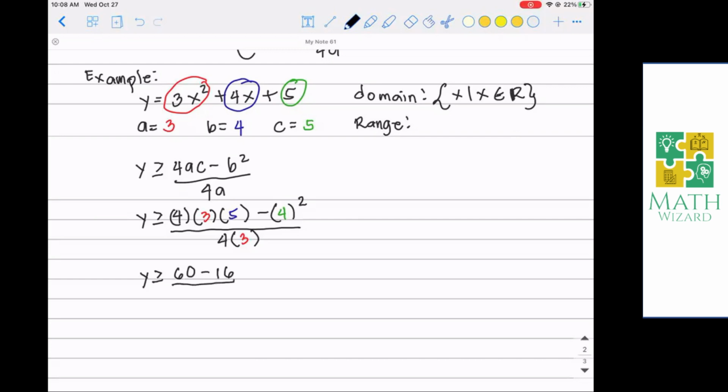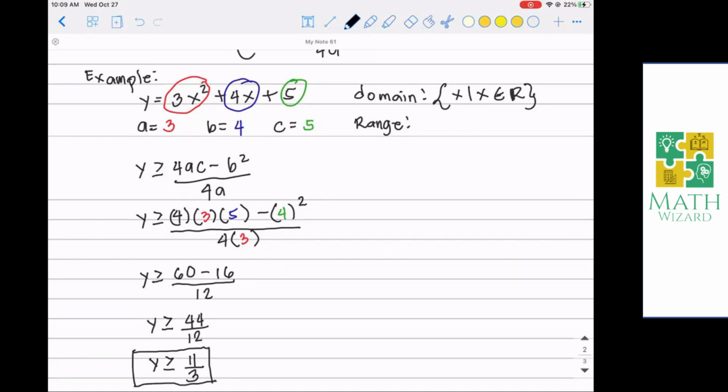Over 4 times 3, 12. So Y is greater than or equal to 60 minus 16, 44. 44 over 12, and we reduce this to lowest terms. When we reduce to lowest terms, the value of Y is greater than or equal to 11 over 3. When we reduce 44 over 12 to lowest terms, that becomes 11 over 3.